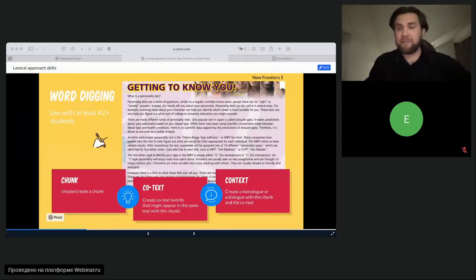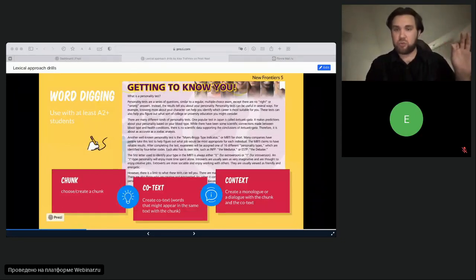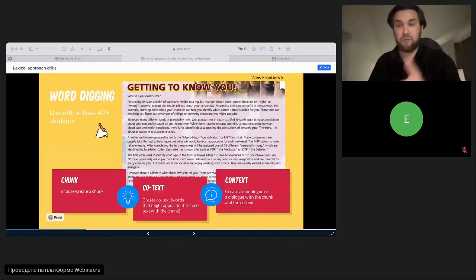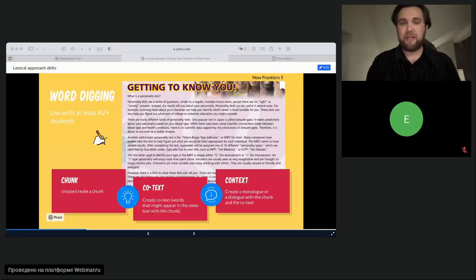Okay, so let me just choose one. I'm going to choose one, and we are going to brainstorm the co-text. Blood type, let's choose this one, blood type. Can you please now brainstorm the co-text, which is words or phrases which might appear in the same story with this chunk? Quickly, let's do that. We don't have much time and we have a lot of drills to do. Blood type, right? And the words or phrases which might appear in the same story. So you have to try to imagine the story already.